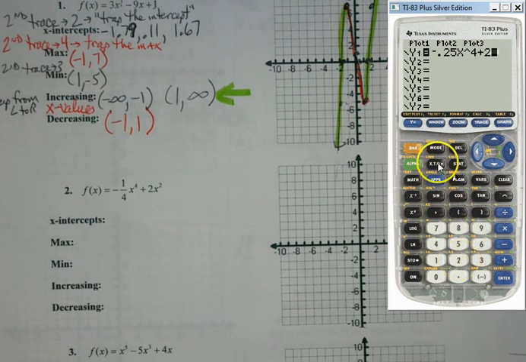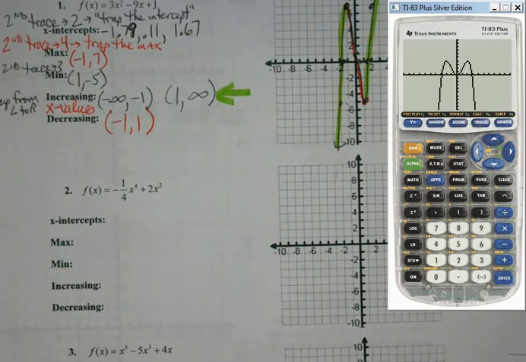Alright, make sure I've got this. Yes, it does. Some of you are noticing it kind of looks strange. Looks like an M. Kind of looks like the McDonald's logo. Okay?